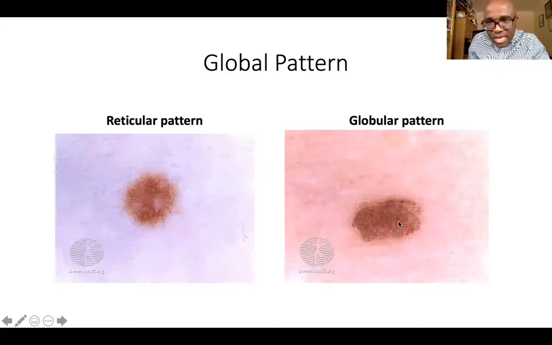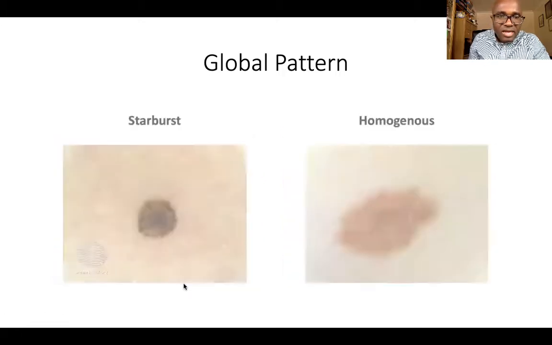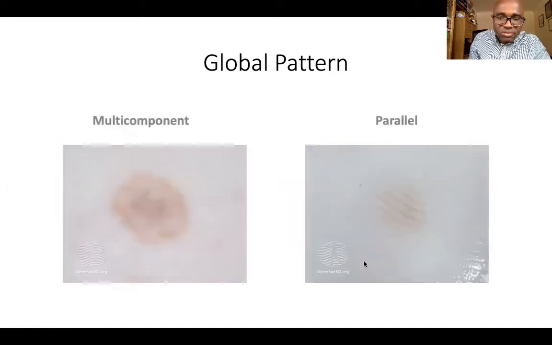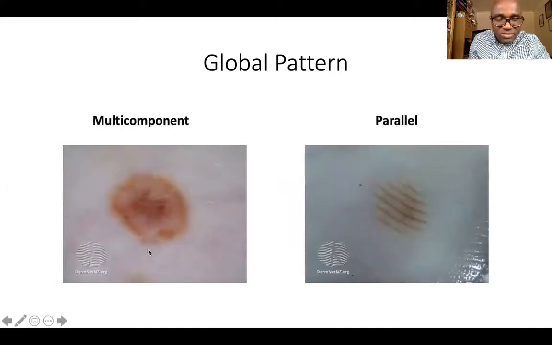There's a globular pattern, which is the dots or globules. You can see that they are regularly distributed in there. And then you have the starburst pattern here. And also you have this homogeneous pattern in this place. It's just regular brown homogeneity in that sense. Mostly you find that in a dermal nevus, the previous lesion.